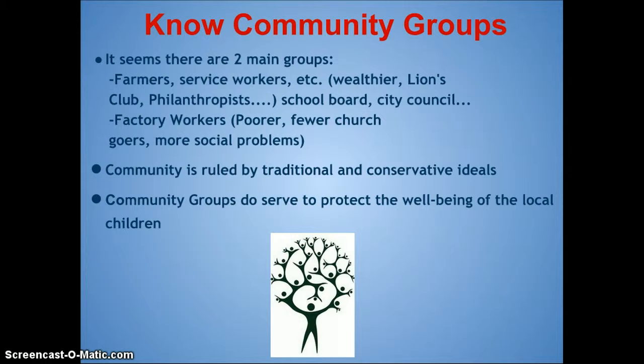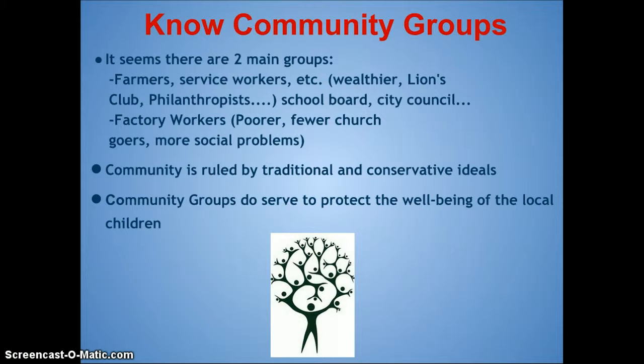So really, this is a town of less than 1,000 people, and the people in the first group that I mentioned that are wealthier really support the community. They hold it up and do everything that they can to maintain the community.